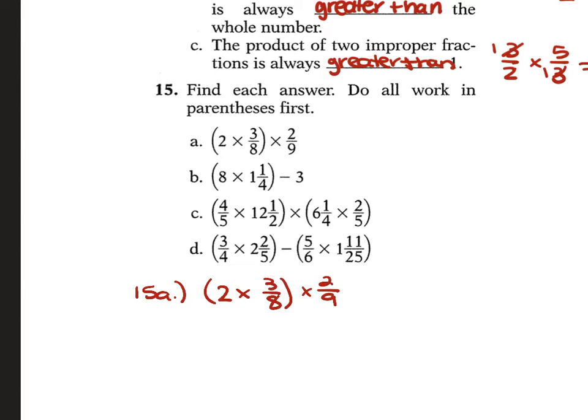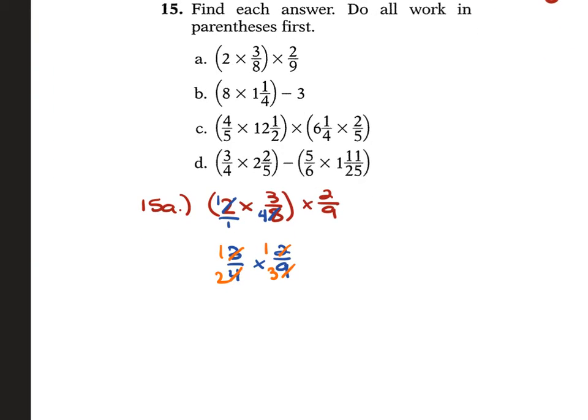Okay, so 2 times 3 eighths is 2 over 1. The 2 is going to become a 1. The 8 becomes a 4. So it's just 3 fourths. Times 2 ninths. So the 3 becomes a 1. The 9 becomes a 3. The 4 becomes a 2. The 2 becomes a 1. So 1 times 1 is 1. 2 times 3 is 6. So that's 1 sixth.